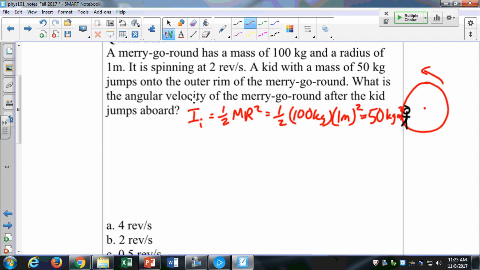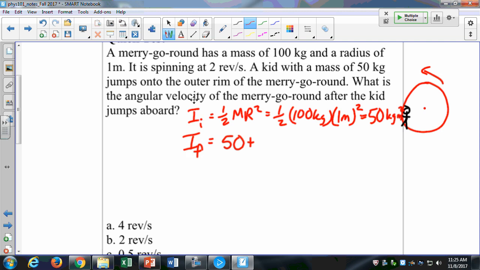Okay, so I initial is 50 kilogram meter squared. And now we need to figure out what is I final. Well, I know it's going to be 50 plus something, right? Because when I add this kid onto the merry-go-round, the moment of inertia increases. How am I going to treat that kid? What kind of shape am I going to treat that kid like? No, not as a cylinder.